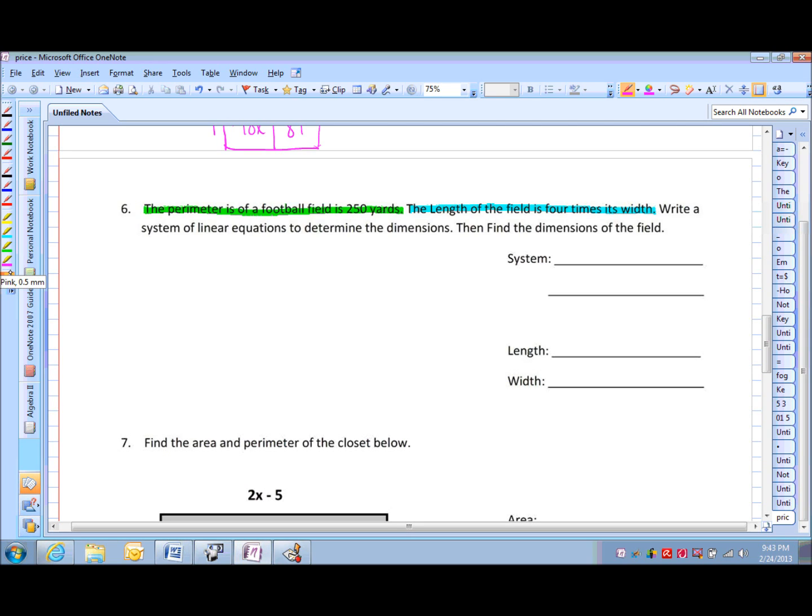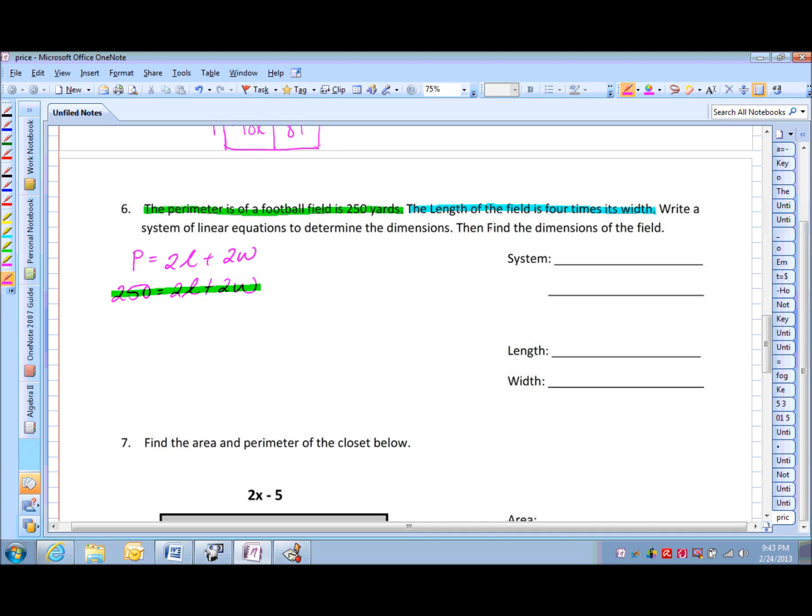So let's look at the first sentence first. It says the perimeter of a football field is 250 yards. Well, a football field is a rectangle, and the perimeter of a rectangle is 2 times the length plus 2 times the width. They tell us the perimeter is 250, so 250 equals 2 times the length plus 2 times the width. That is my first equation.